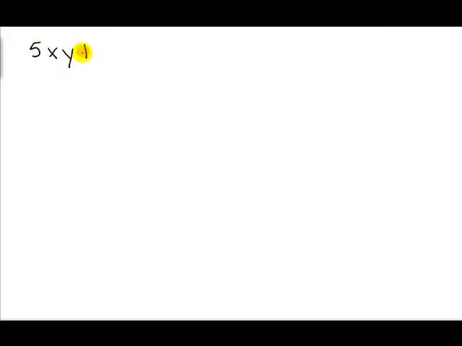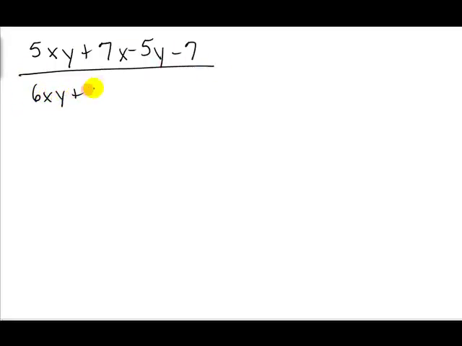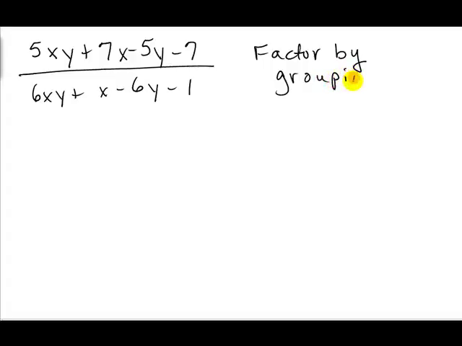Our next problem has 4 terms in the numerator and the denominator. We will use grouping. We're going to factor by grouping because we have these 4 terms. So we want to remember, we're going to group these 2, circle, group those 2.